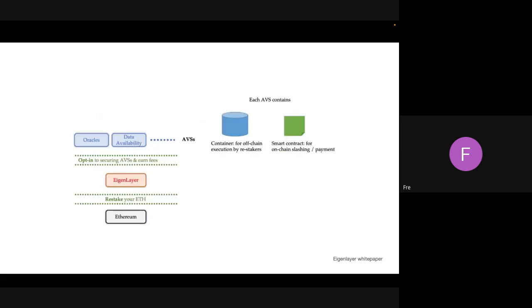So here on the left, you can see this diagram. You have the base layer, Ethereum, you restake your ETH using Eigenlayer, and then the operator opts into securing an AVS. So it's important to note that you do not have to validate every single AVS built on top of Eigenlayer. You can choose to opt in to validate certain middleware versus other middleware. That's a risk to reward balancing exercise each operator has to do for themselves. Each AVS contains a container and a smart contract. So the container does off-chain execution by restakers, and the smart contract does on-chain slashing and payment. And this is going to be important in the future slides, because you can already tell that Cartesi compute at least fits nicely into this paradigm.